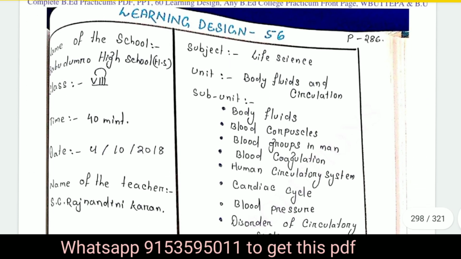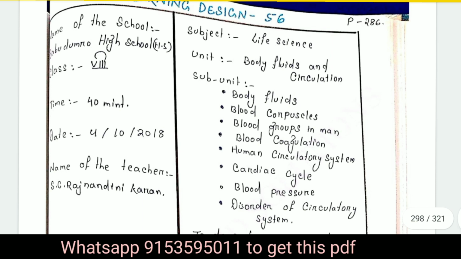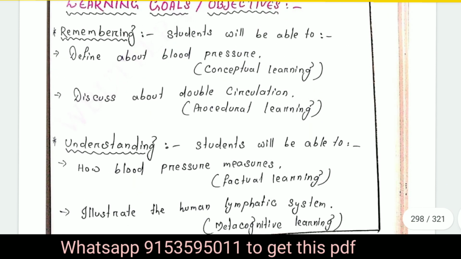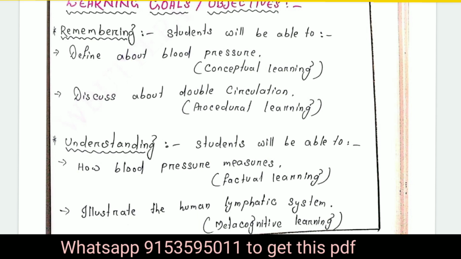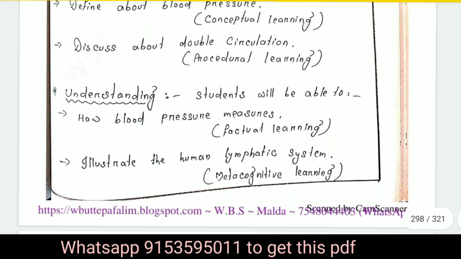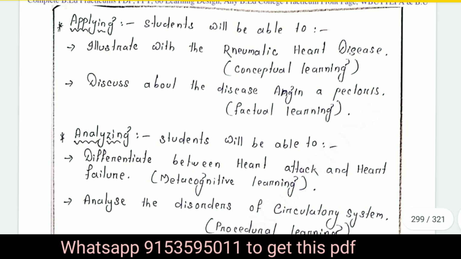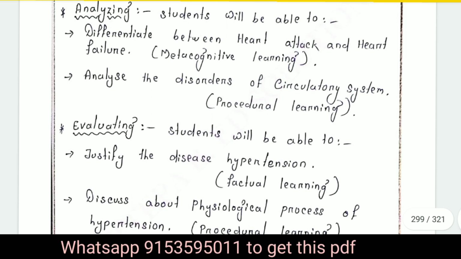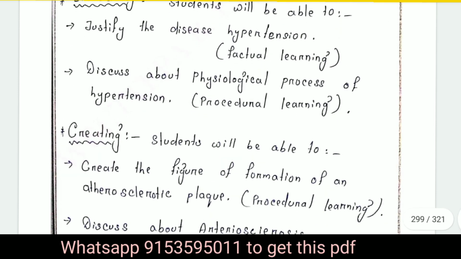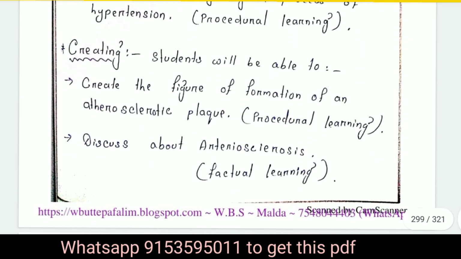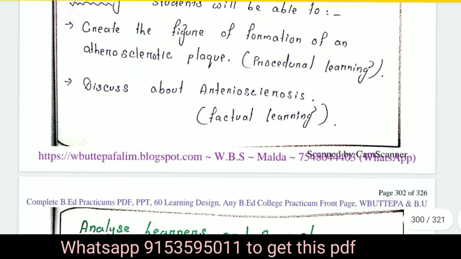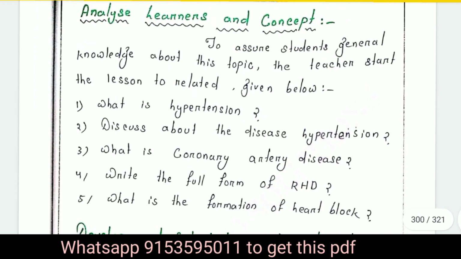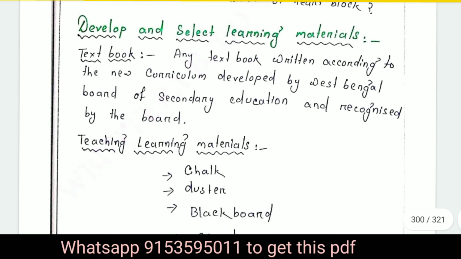Now we are coming to our learning design number 56. Today's lesson: blood pressure. Learning goals or objective: remembering, understanding, applying, analyzing, evaluating, creating. Analyze learner and concept. Some of the questions are as follows. Develop and select learning materials: textbooks, teaching learning material, chalk, duster, blackboard, chart.